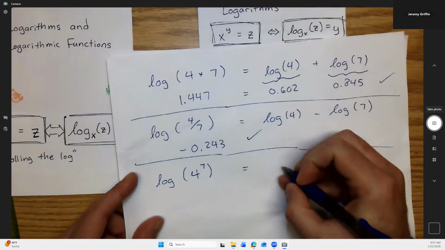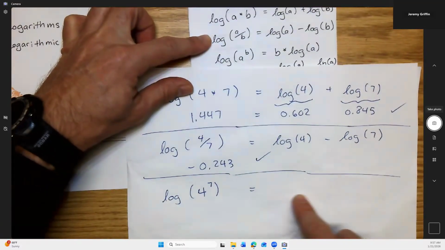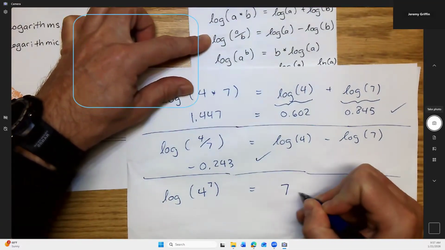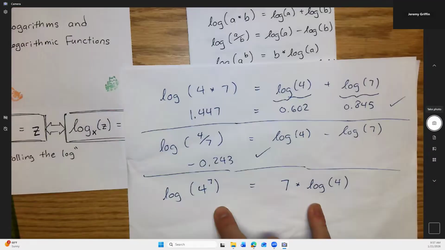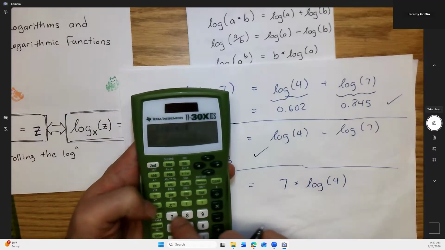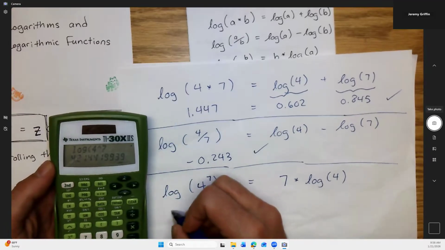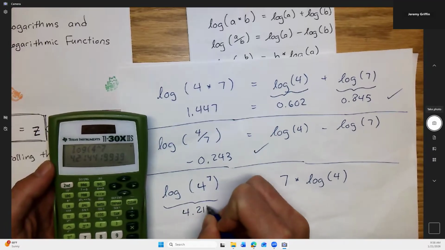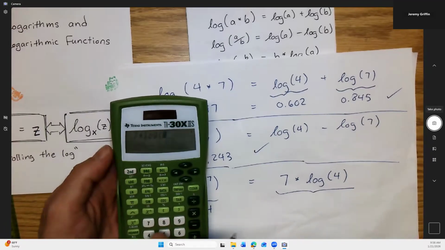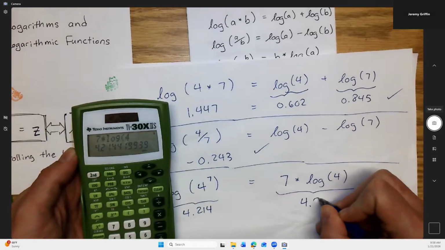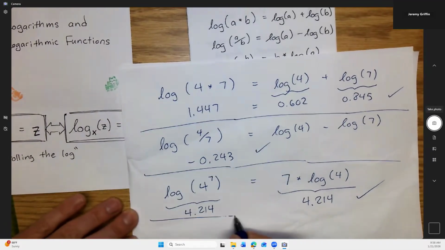Log 4 to the 7. Now I'm claiming that's the same thing as, guys, how can I write this in maybe an expanded form? Equal to what? 7 times log 4. Exactly, 7 times log 4. Right? Let's try this out on the calculator. I should get the same thing. What's log of 4 to the power of 7? Yeah, actually, that's not even that big. It's 4.214 something something. Okay, it's the same thing. 7 times log 4 is also 4.214 something something. Yeah, check. It's the same thing.